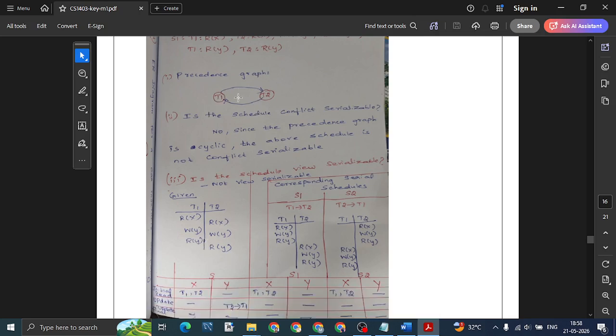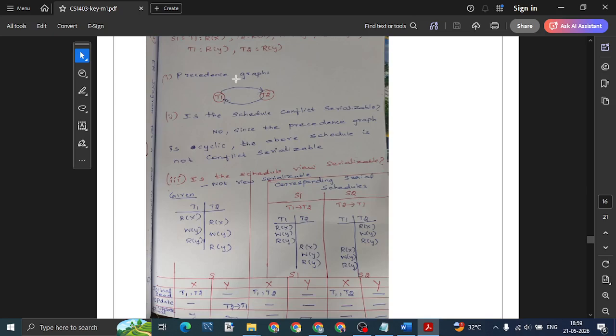So we made a conclusion that T1 leads to T2 and T2 leads to T1. So there is a deadlock situation, there is a cycle. So if your question is whether the schedule is conflict serializable, then the answer is no. Why? Since the precedence graph is a cyclic one. This is a cyclic one. The above schedule is not conflict serializable.